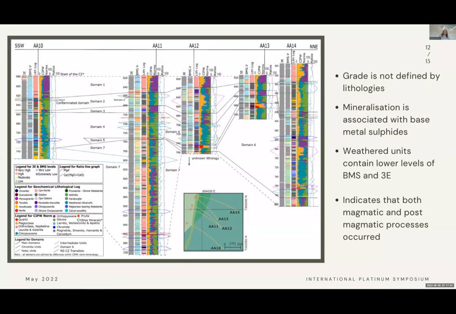So this leads us to the main part and fun part of the presentation, which is we combine all this work that we've done before. So each borehole, from left to right, we have our 3E and base metal sulfides divided into quantified groups based on their cumulative frequency plots. And then we go to the lithogeochemical units that we've just created, and then followed by the CIPW normative mineralogy.